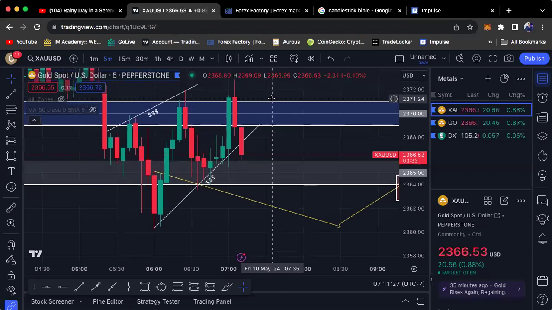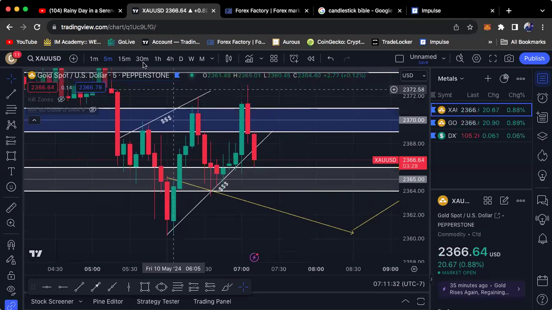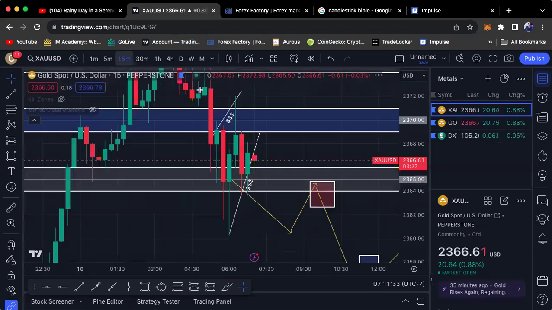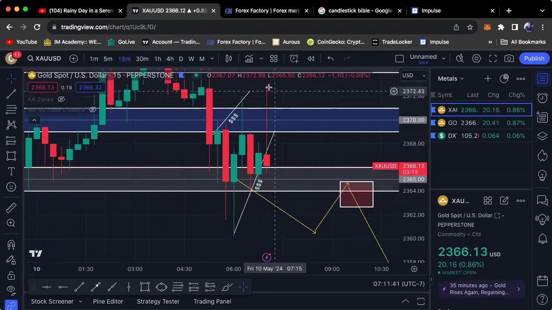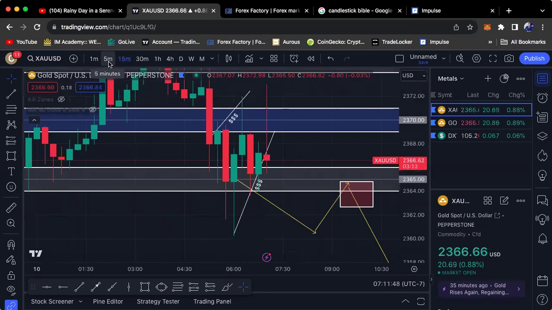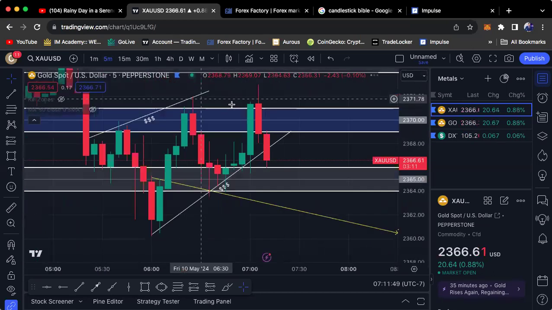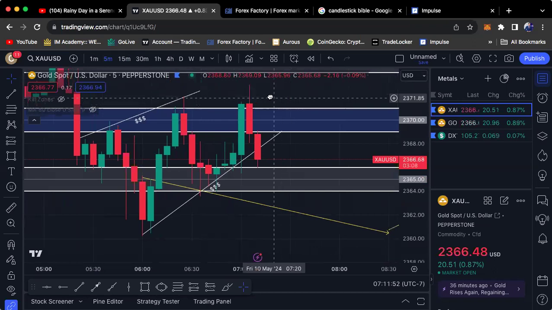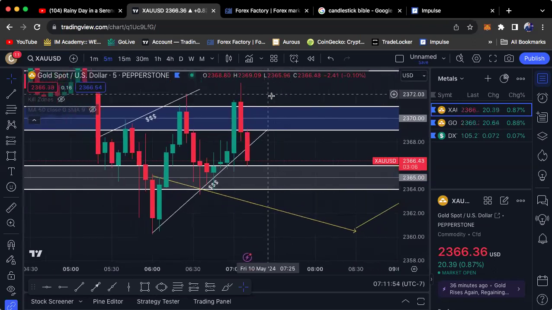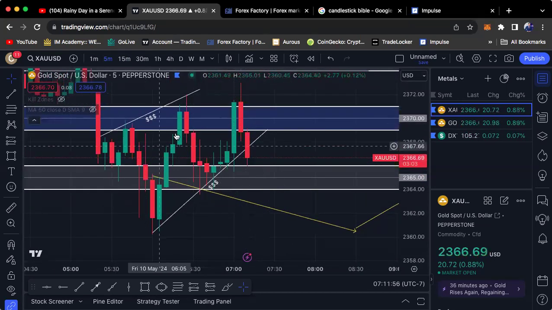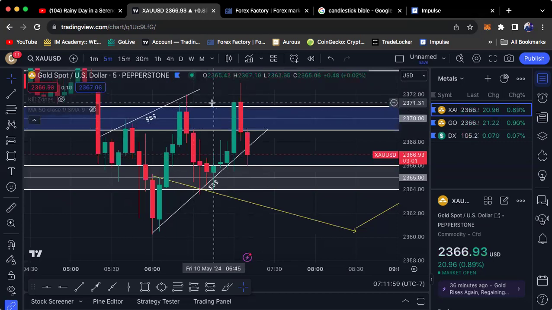You see why patience is so key? Look at this, look at this long wick. Okay, so now sellers are dominating right now. They're pushing price down. Guys, when you really study these candles, it's going to change the game for you.